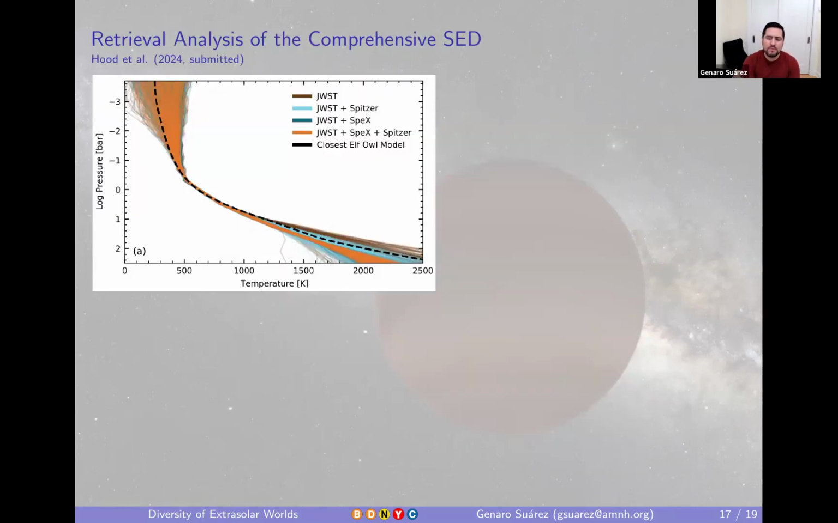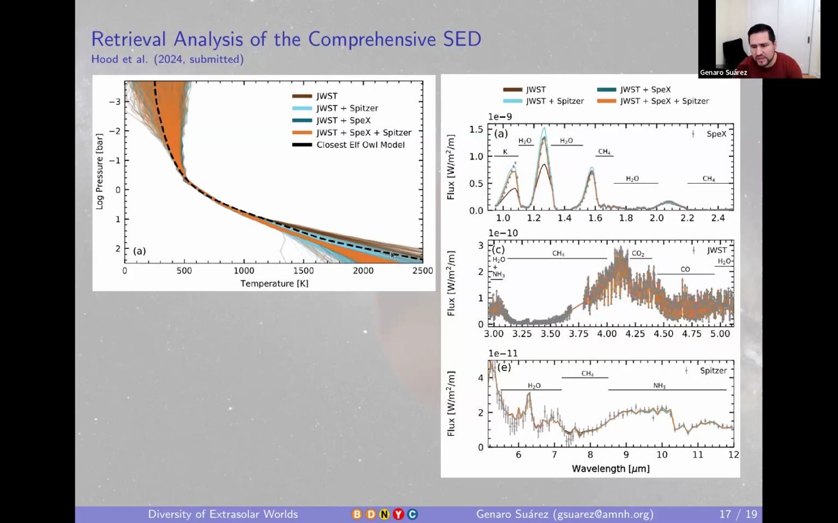So we model this spectral energy distribution using the Chimera framework and with different combinations of spectra. And we found that the pressure temperature profile is better constrained when using the most complete available SED. And these are the fits to the observations.